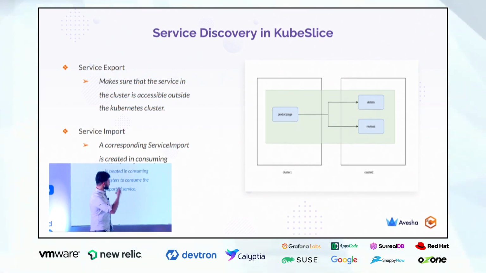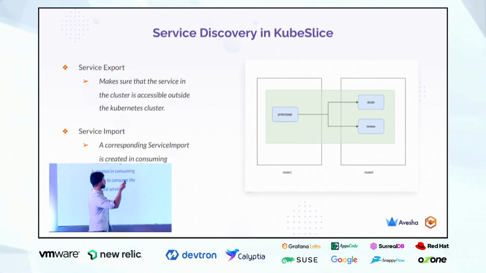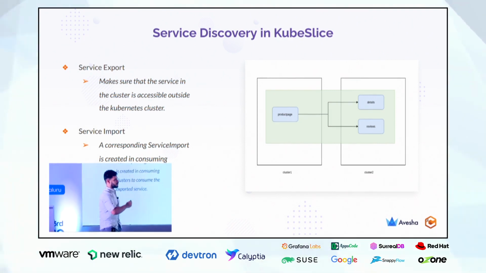Let's take an example. Suppose you have details and reviews services running on cluster 2 and you want to make those services available to the product page service running on cluster 1. What you will have to do is create the service export for details and reviews. The slice operator that I earlier talked about will reconcile those service exports and create the corresponding service import in all the worker clusters that want to consume that service.